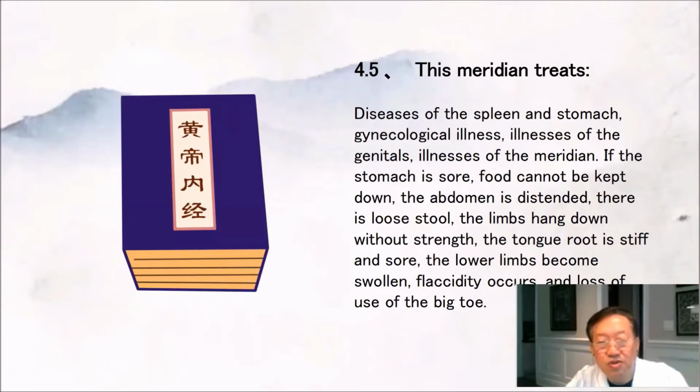This meridian treats diseases of the spleen and stomach, gynecological illness, illnesses of the genitals, and illnesses of the meridian. If the stomach is sore, food cannot be kept down. The abdomen is distended. There is loose stool. The limbs hang down without strength. The tongue root is stiff and sore. The lower limbs become swollen. Flaccidity occurs, and loss of use of the big toe.